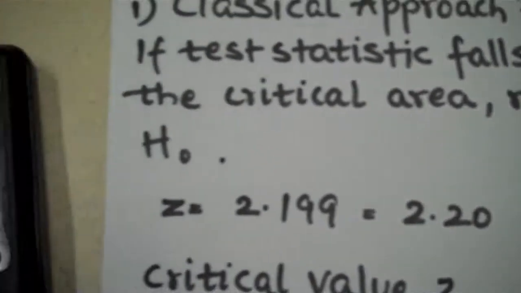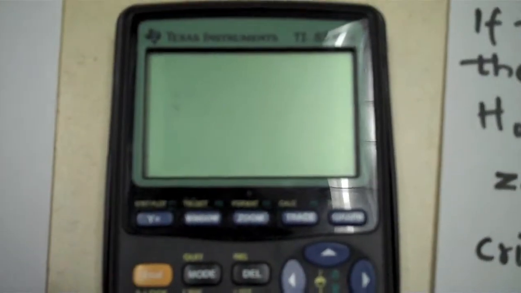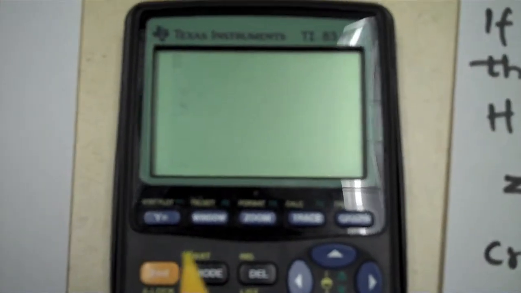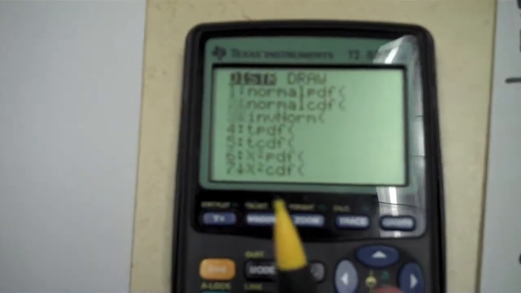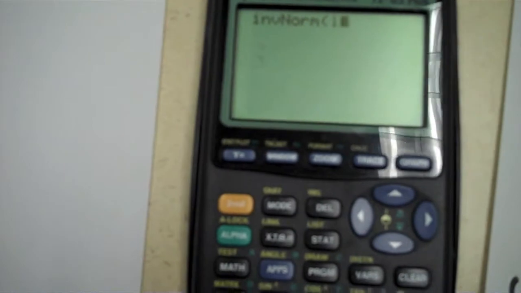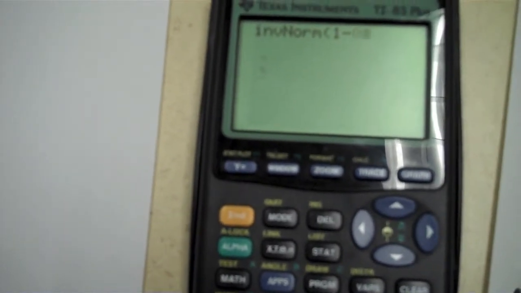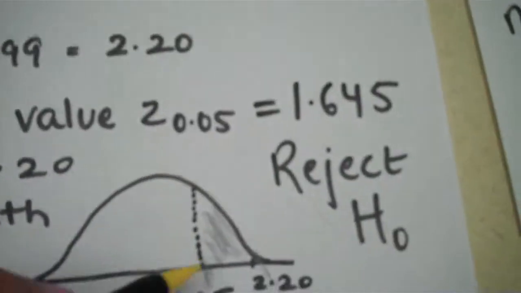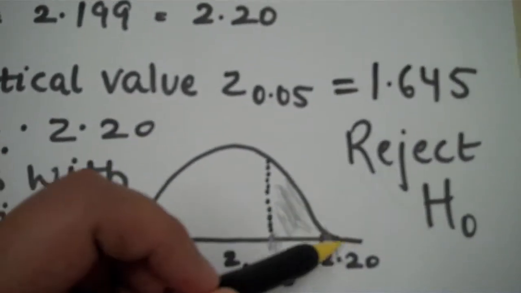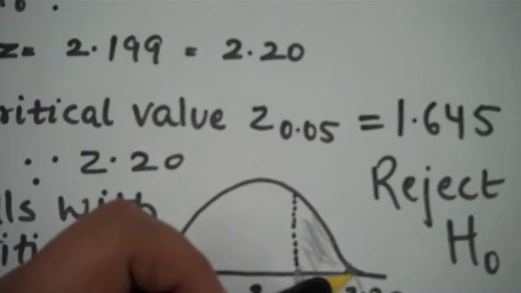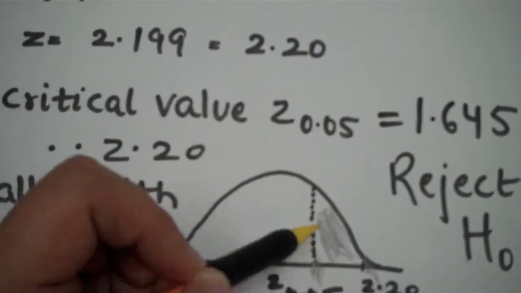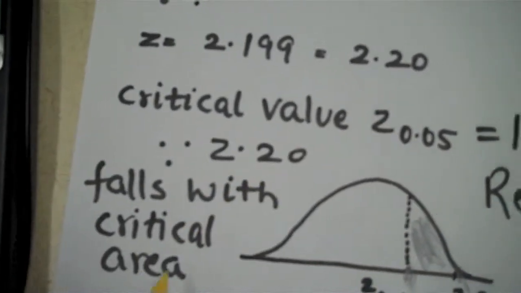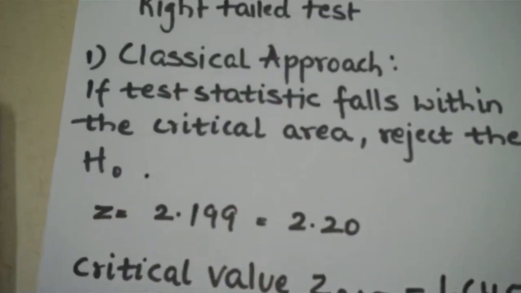Now, to find out the critical value, we again go back to our calculator. We go for second, vars, invNorm. Since it's a right tail test, we're going to do 1 minus 0.05, which gives 1.645. We have the 1.645 value lying right here, and then we have our test statistic lying here. So it does lie within the critical area. If it falls within the critical area, we're going to reject the null.